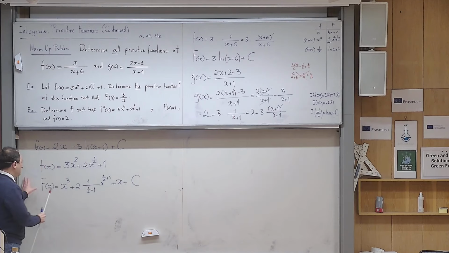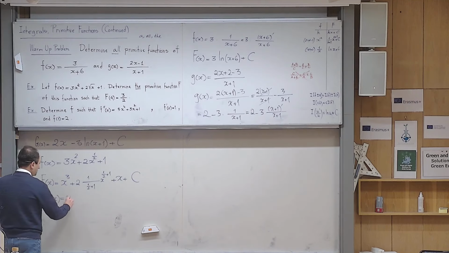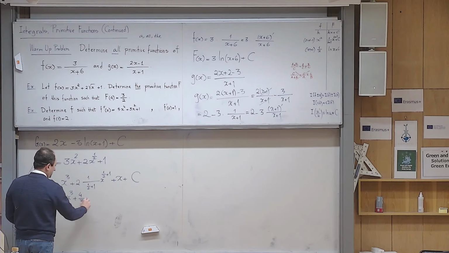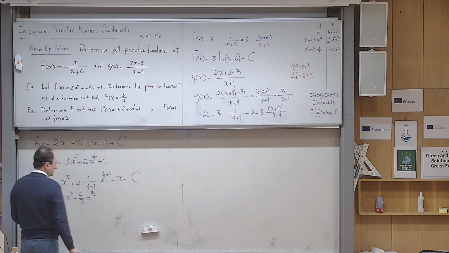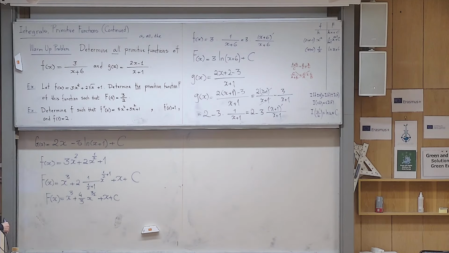So let me simplify this a little bit. Capital F of x becomes equal to x cubed. And then what happens here? 1/2 plus 2 is 3/2. So 2 goes down, so it becomes plus 4 over 3, x to the power of 3/2, and then plus x, and then plus c. But this is not the primitive function. This is all primitive functions.